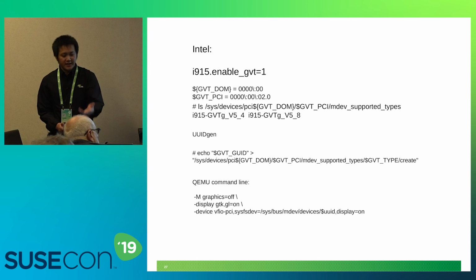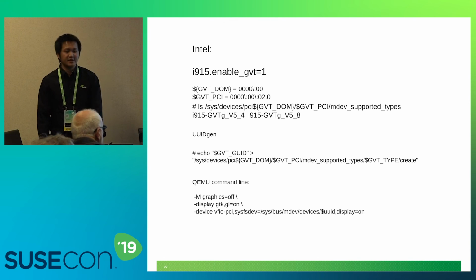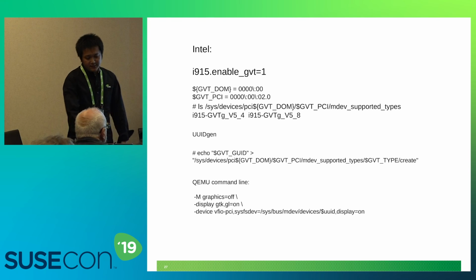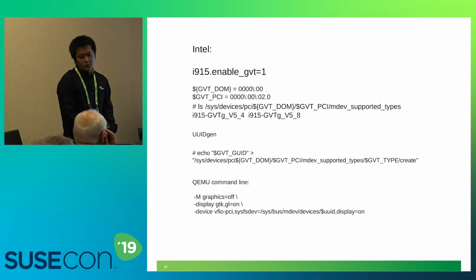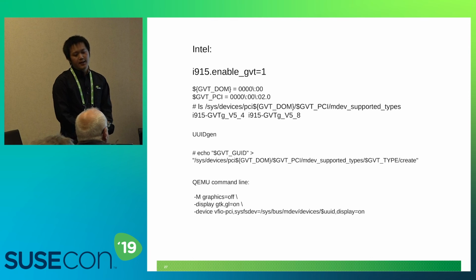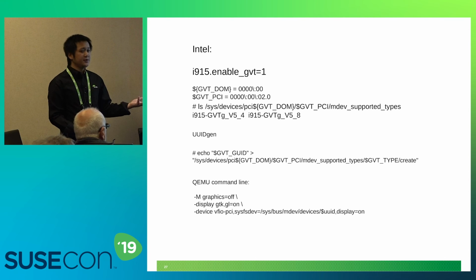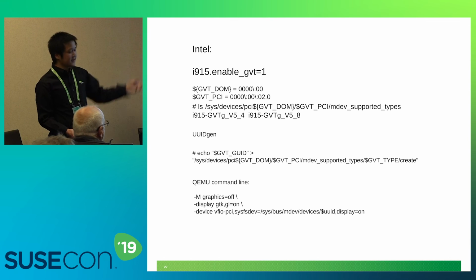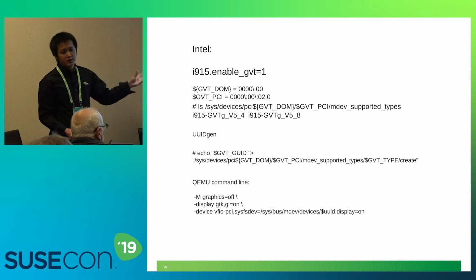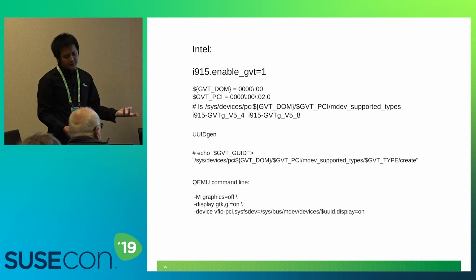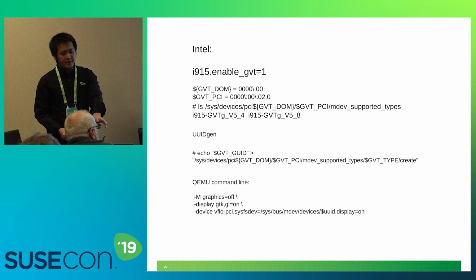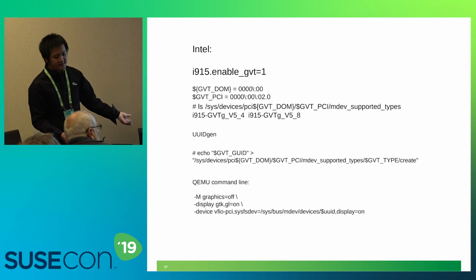v5.4 and v5.8. And then you need to use uuidgen to generate your UUID, and then echo it to this create path, and you'll create your own device there. There's a vGPU there. We're also working on tools to make this simpler. And this is for QEMU. You just add these 3 lines there.